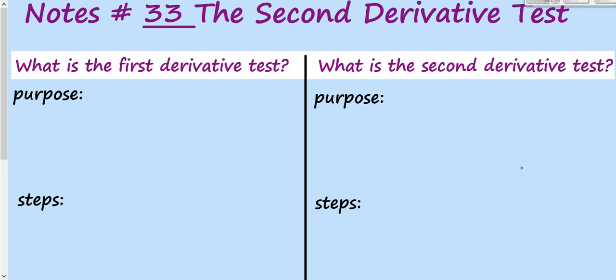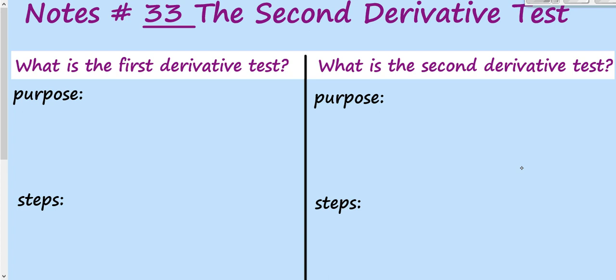I think this is notes number 33 and the title is the second derivative test. So let's review a little bit. Two lessons ago you learned the first derivative test. We're going to talk about that today as a refresher, and then we're going to learn the second derivative test. Last lesson you learned about concavity, so you learned what it meant for a graph to be concave up or concave down and how that relates to the second derivative of the function. So we're tying those ideas together.